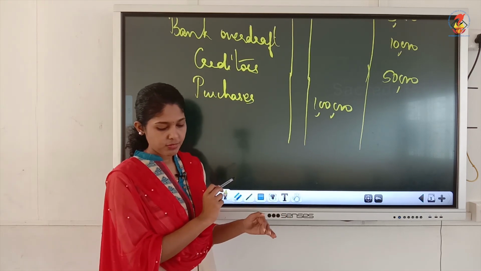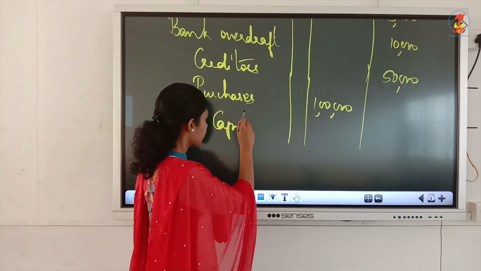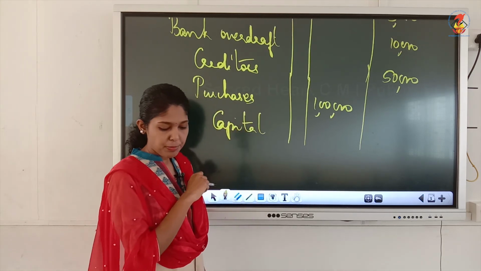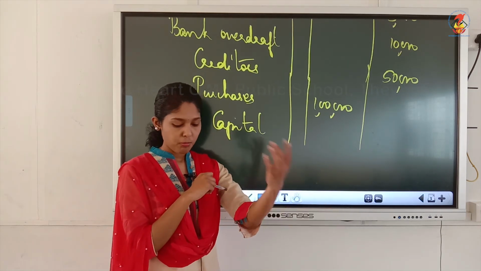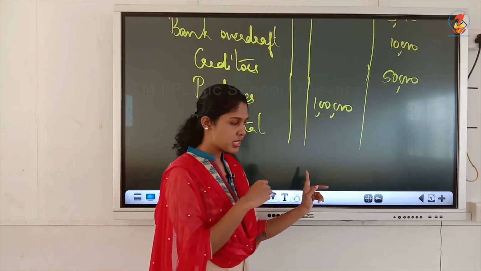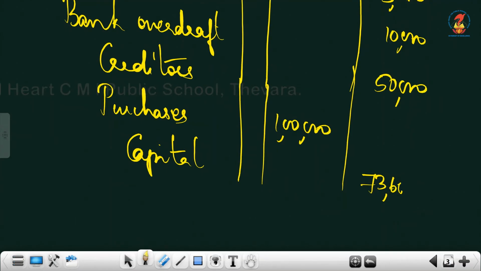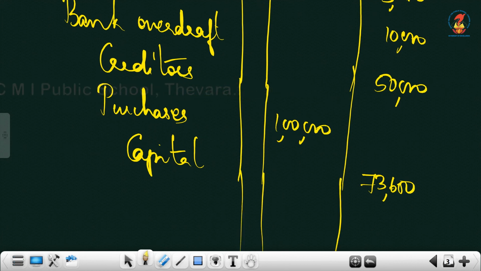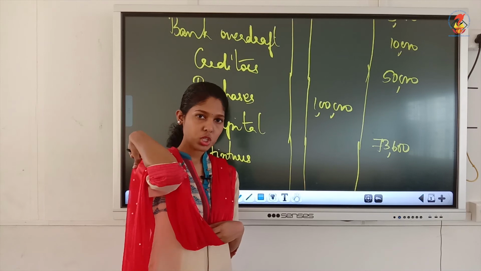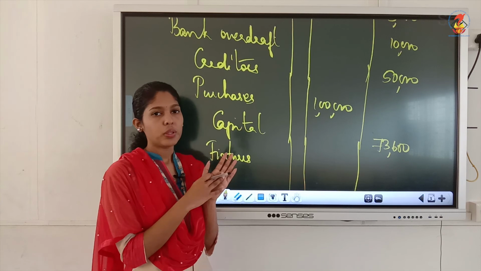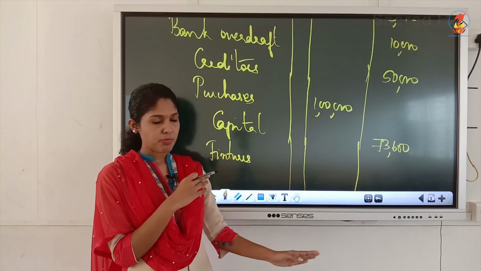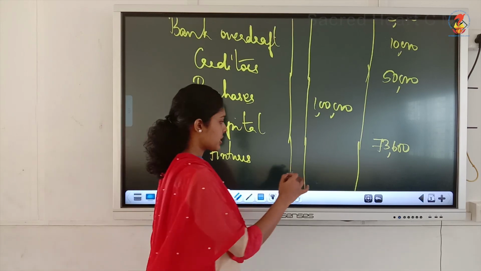Purchases means it is an expense, and expenses will always have a debit balance. Then on the credit side we have capital. Capital means it is actually an internal liability payable towards the owner by the firm. So, it is a liability, it must come in the credit column, 73,600. Then we have fixtures. Furniture and fixtures means it is a fixed asset. Furniture and fixtures both are same. So, that is having a debit balance because it is an asset, 5,600.